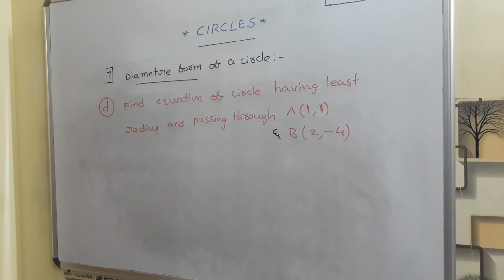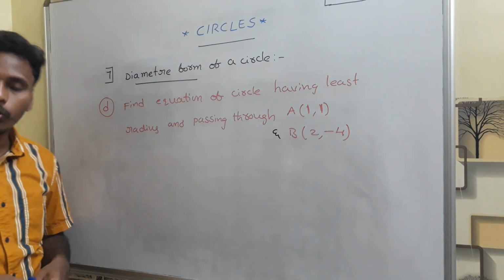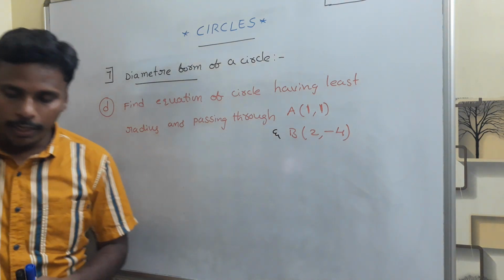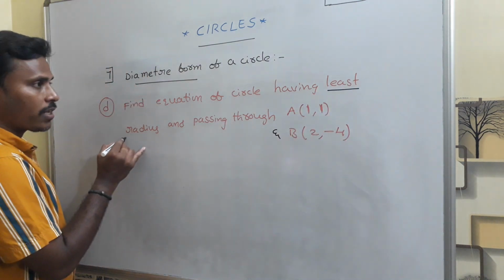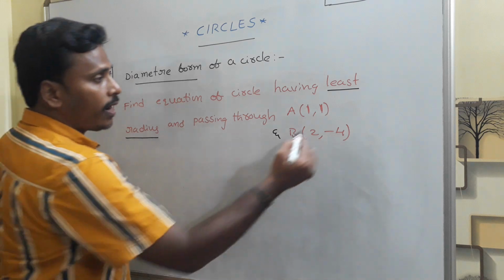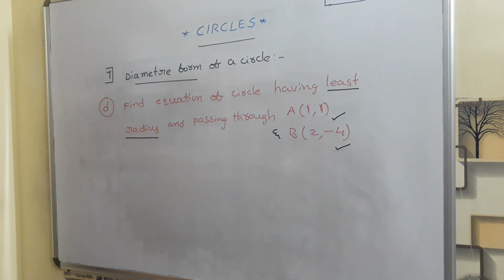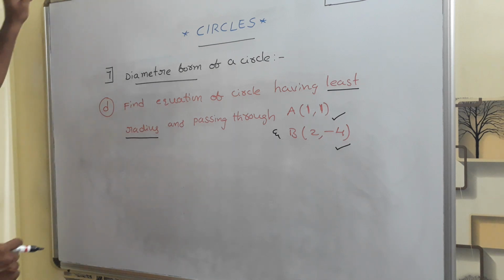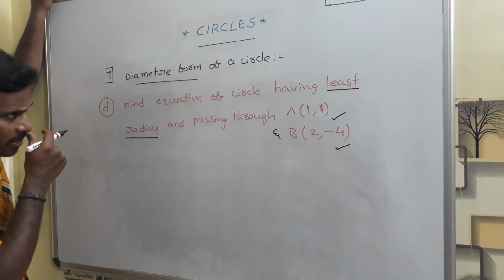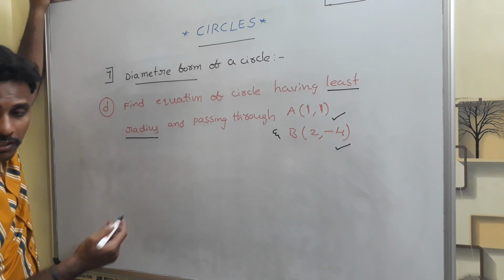So the next idea related to the diameter form: find the equation of the circle having least radius and passing through 2 points A 1 comma 1 and B 2 comma minus 4. Have a look. The question is about finding the equation of a circle having least radius as well as passing through 2 points A and B. Okay, so there are 2 points and the circle is passing through those 2 points. How many circles may exist passing through those 2 points?